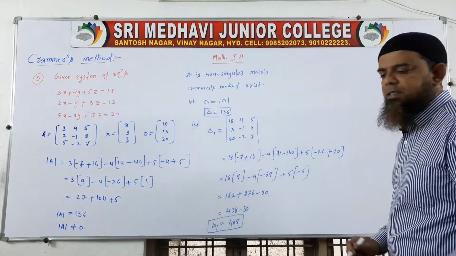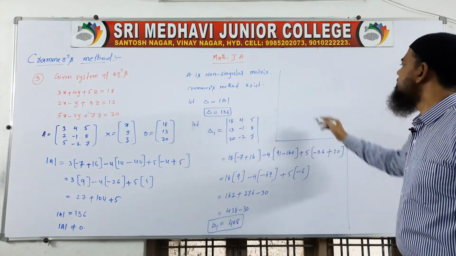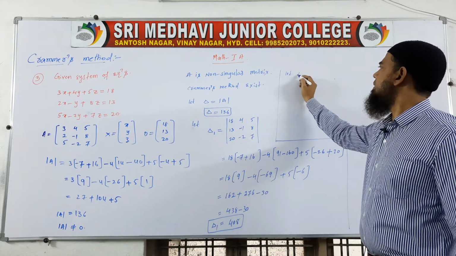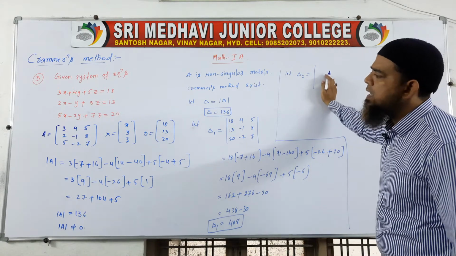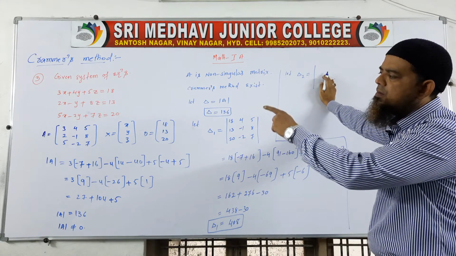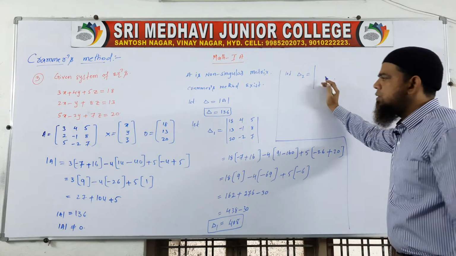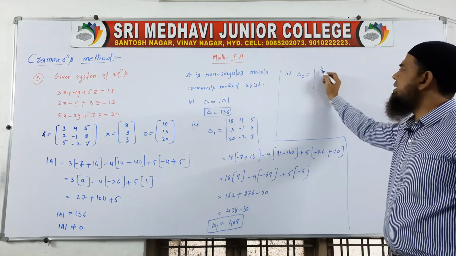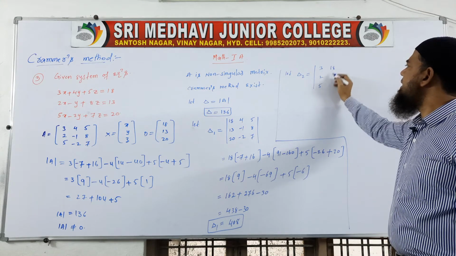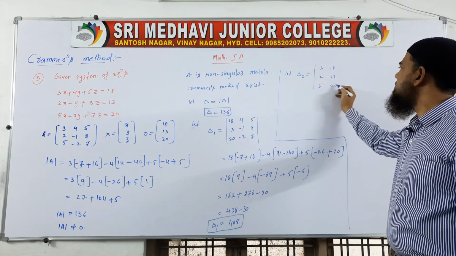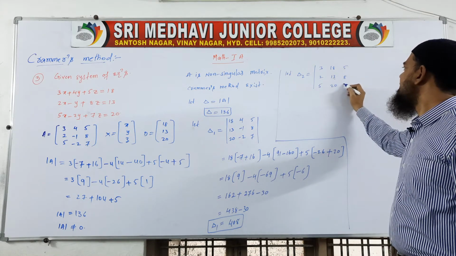Now what is next? Delta 2. Let delta 2 is equal to, how to write delta 2? We are replacing 4, minus 1, minus 2 with 18, 13, 20. So the first column is as it is, 3, 2, 5. This is as it is. The middle numbers are 18, 13, 20. The last one is 587.